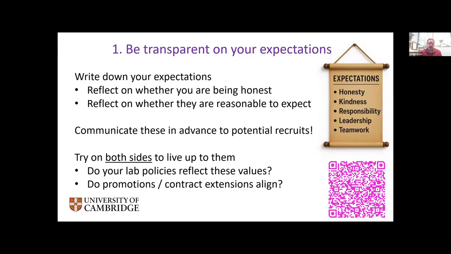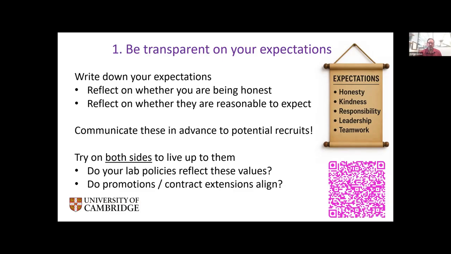expect. Now, I give out an expectations document to everyone who's even thinking of joining the lab. The first thing I do is respond with an email saying, this is what I expect from a team member. This is what I expect to give to that team member. And if you're interested, you can follow that QR code. Feel free to modify it and communicate your expectations to other people.